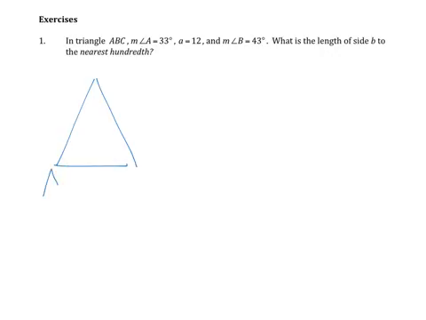Label appropriately. So we have capital letters A, B, and C for the angles. The measure of angle A is 33 degrees. Side a, lowercase a, is across from the 33-degree angle A. The measure of angle B is 43 degrees. And we're asked what the length of side b is, so that's opposite angle B.